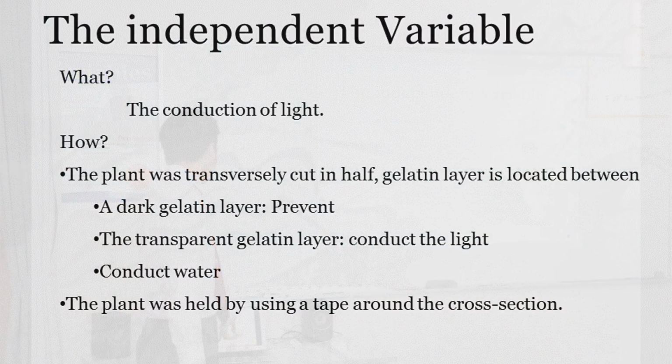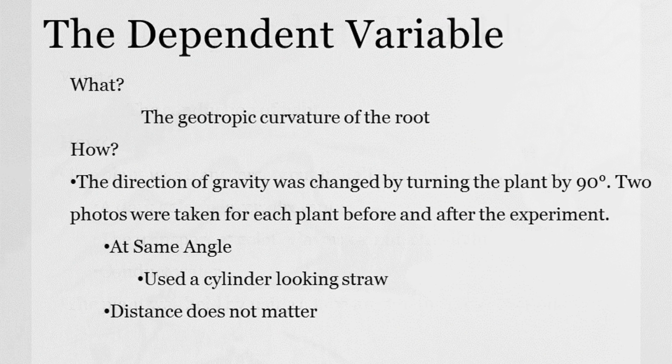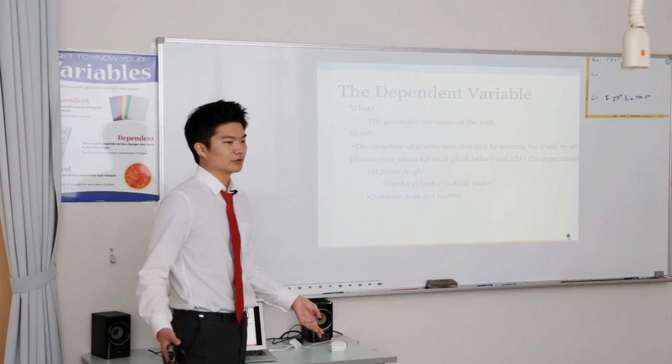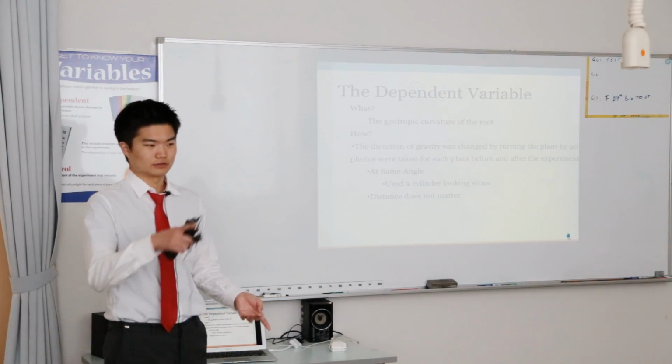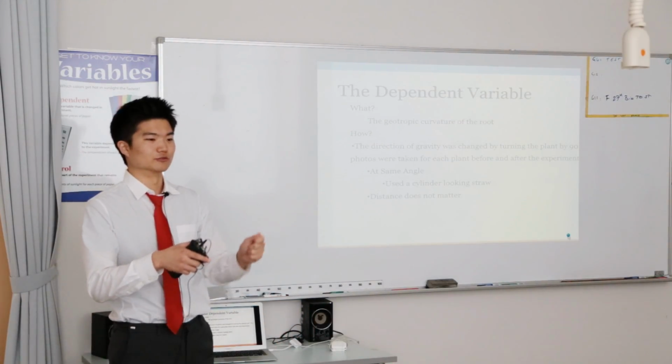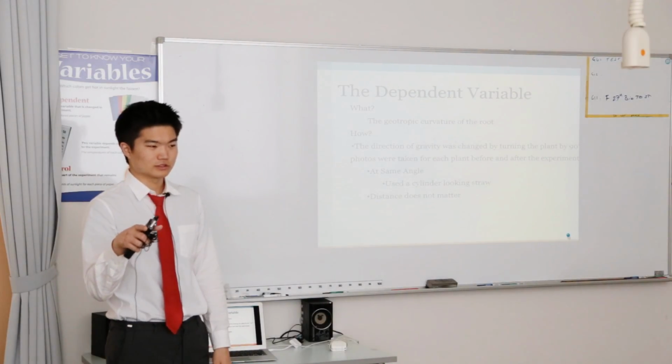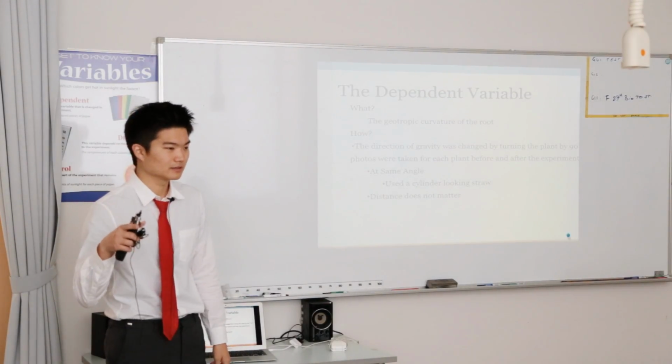The independent variable is the conduction of light, and as I said, I control it by the different gelatins. My dependent variable is the geotropic curvature of the root, which was measured by the lateral root growth. Lateral root growth is the root that grows not from the main root, but from the root, which is comprised of one single cell.